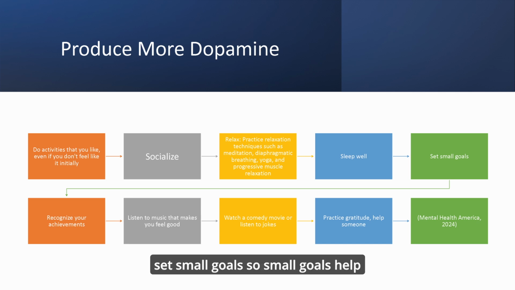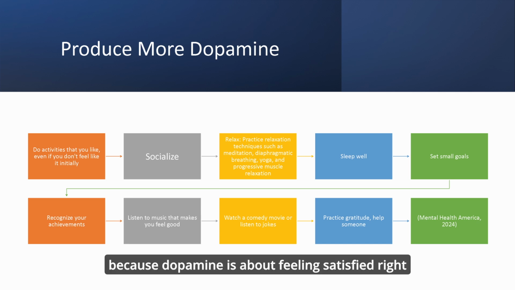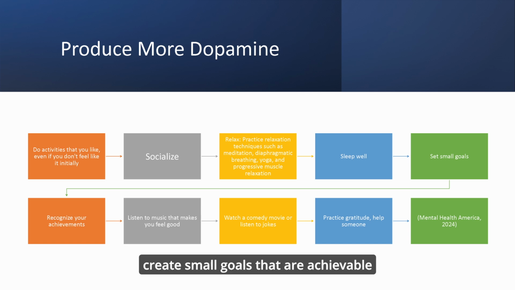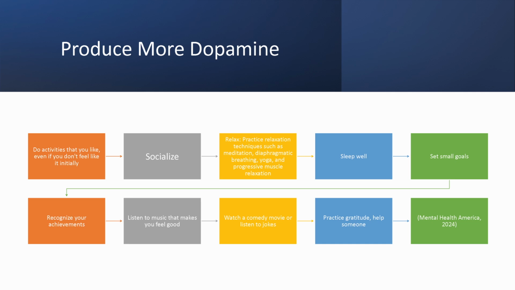Set small goals. So small goals help because dopamine is about feeling satisfied, right? So if we create small goals that are achievable throughout the day, it's like, yes, I did it. You know, I washed the dishes. So if you start looking at things more like goals, it's going to be more helpful instead of looking at them as these daunting tasks.